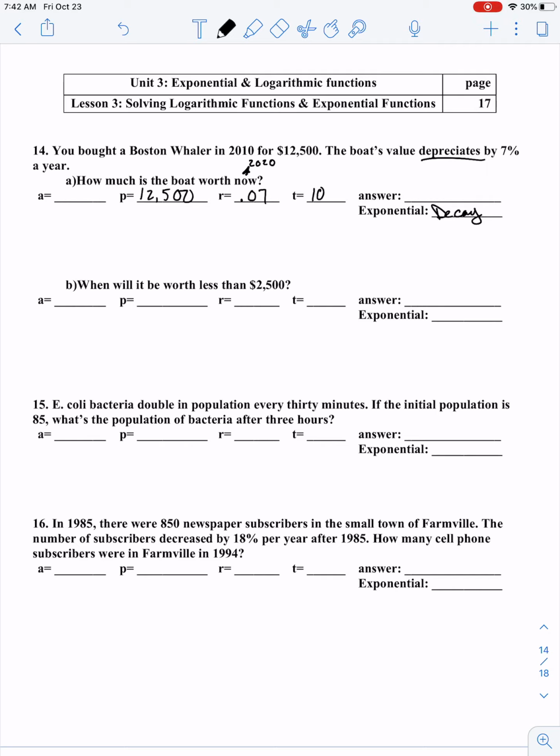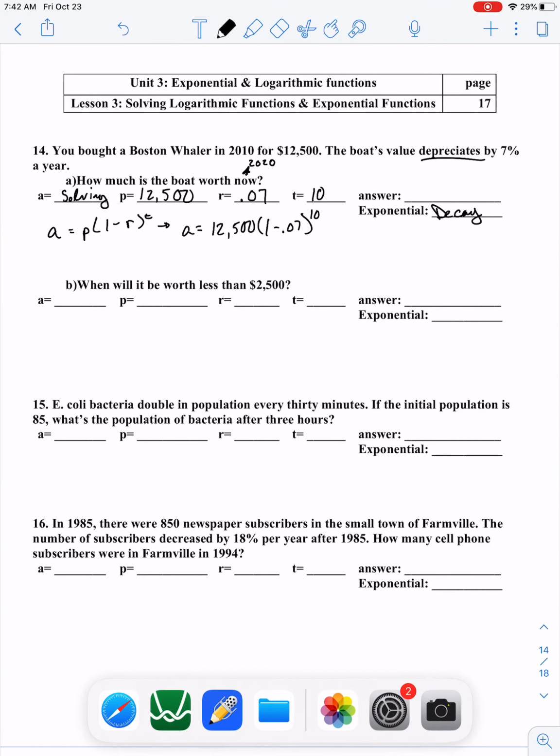I don't see the word compound. I don't see continuous, so therefore I know it's going to be simple exponential decay. So A equals, and again, this is what we're solving for, P times 1 minus rate to the T power. So A equals 12,500 times 1 minus rate, which is 0.07, to the 10 power.